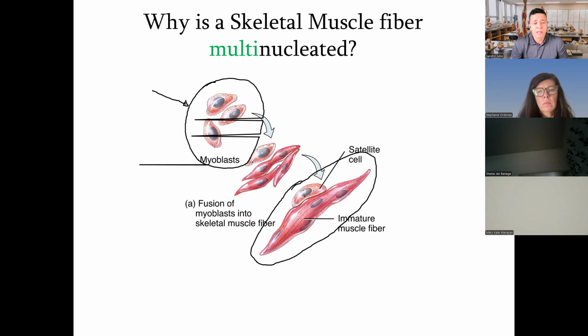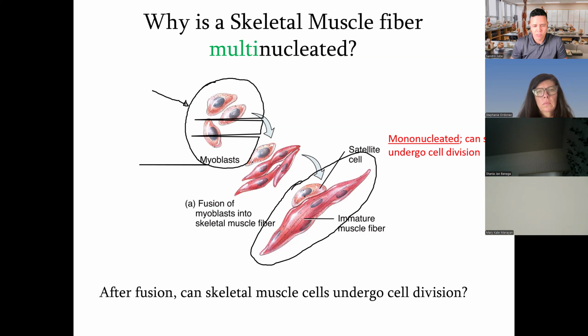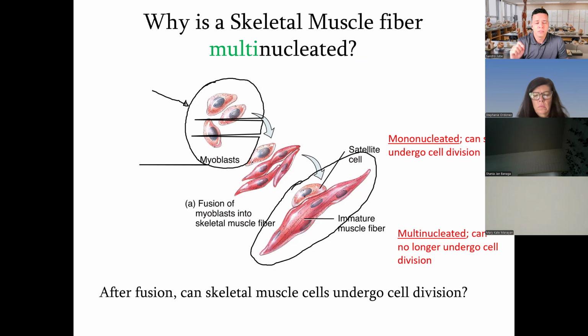Now, as a myoblast, these little guys here can undergo cell division. They can go through mitosis. But once a cell becomes a mature skeletal muscle cell, this cell can no longer undergo cell division. What am I telling you? What I'm telling you is that skeletal muscle cells don't divide.